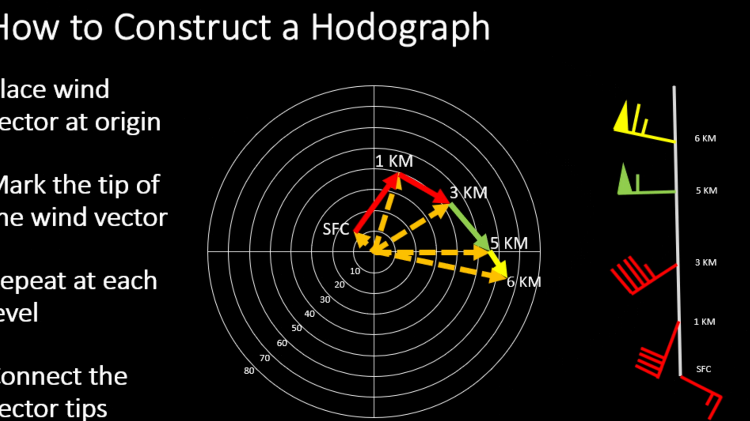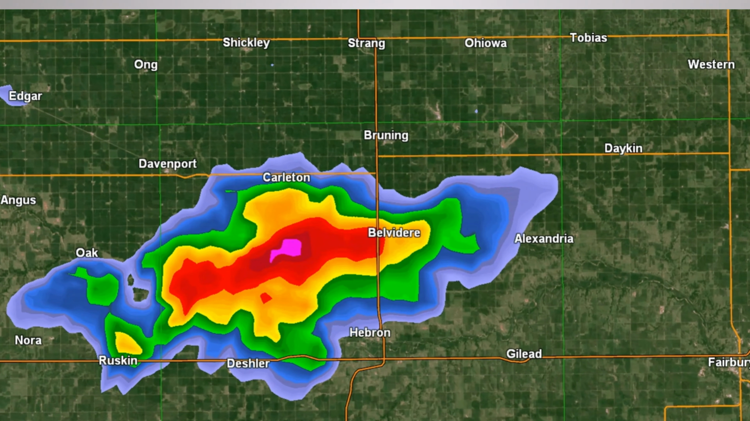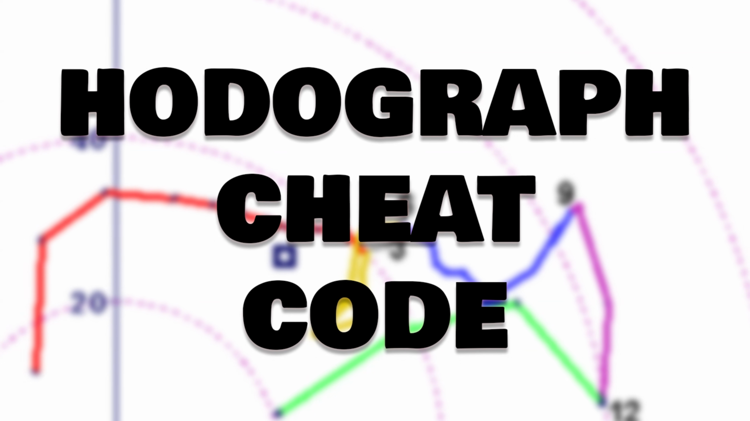But believe it or not, hodographs aren't that hard to learn as long as you break them down step by step. So today we're starting part one of a two-part series on hodographs. We'll break down each part, build one from scratch, and show how to picture them in 3D. Plus, we'll explain how to find storm motion and share a hodograph cheat code you won't want to miss.